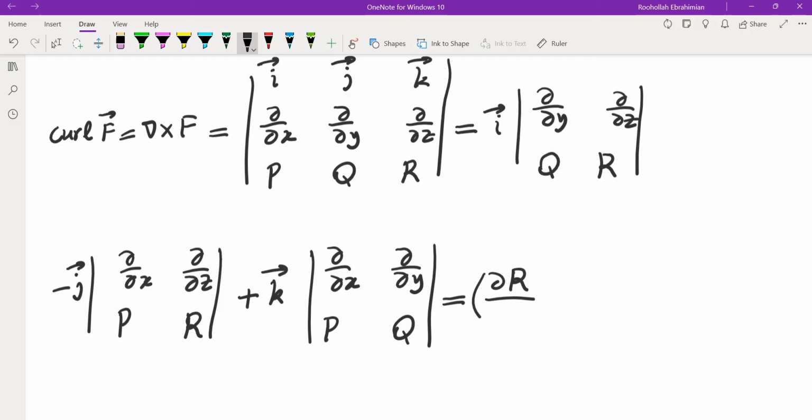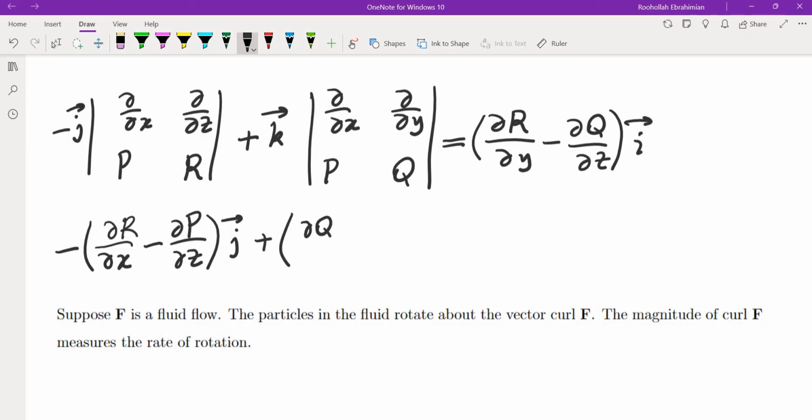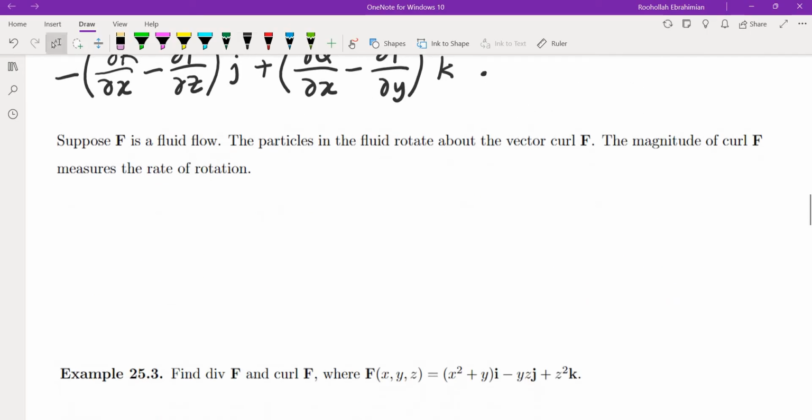It gives us the partial of r with respect to y minus the partial of q with respect to z, i, and then minus the partial of r with respect to x minus the partial of p with respect to z, j, and then plus the partial of q with respect to x minus the partial of p with respect to y, k. So this is the definition of curl. We will do an example on this one, but before that, what does this curl mean?